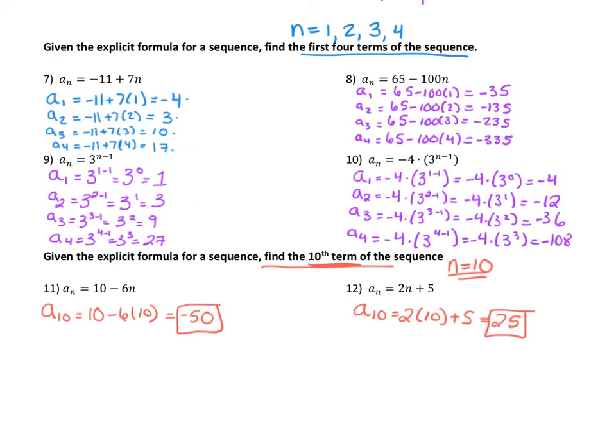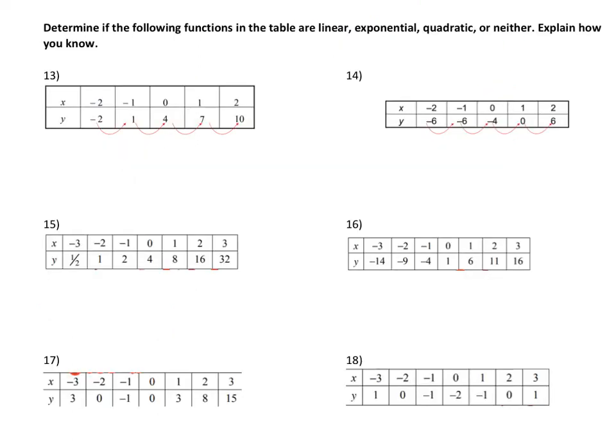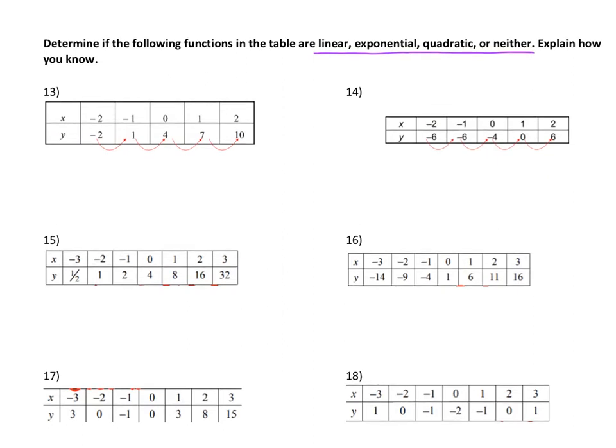Now let's go on to the back. So on this back page, we are reviewing what we did on the very first day, which is determining if a table represents a linear, exponential, quadratic, or neither function. So let's review a little bit. If I have a linear function, that means I'm adding the same number each time, just like with an arithmetic sequence. If I have exponential, I'm multiplying by the same number each time.